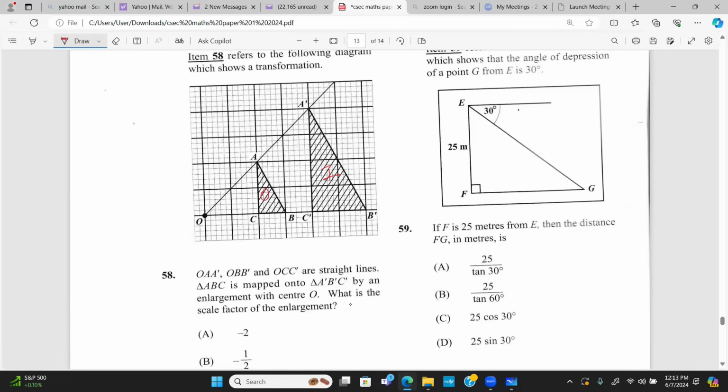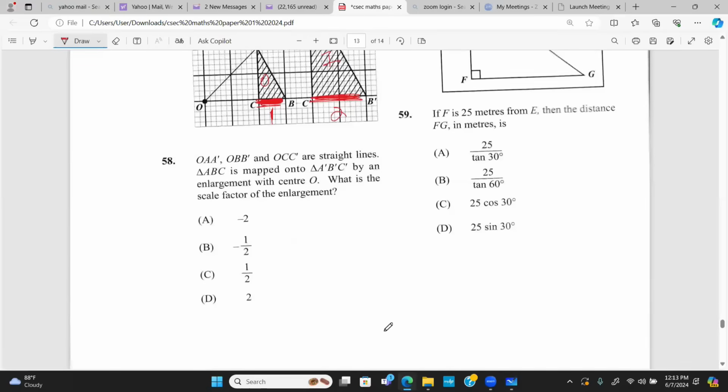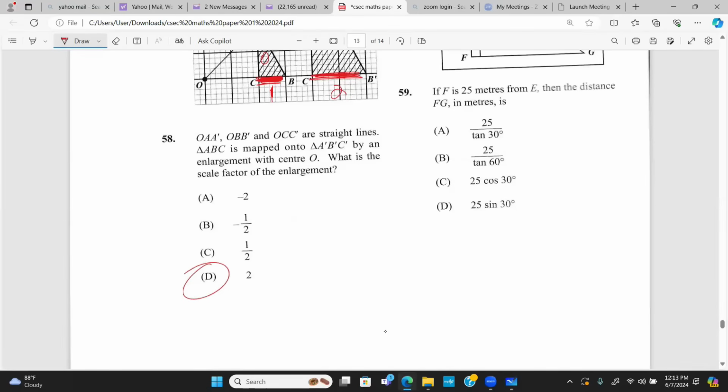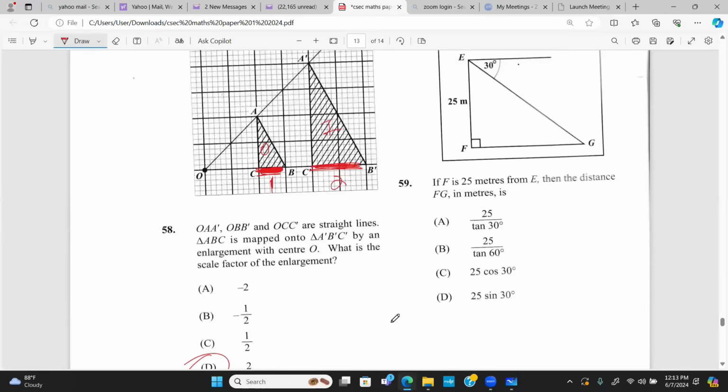All right, so the scale factor is actually, so we could focus on this little piece here from BC and B prime, C prime. This is 1 unit. This is 2 units. So you could say the scale factor is actually 2. All right, the scale factor is positive 2. The object and the image are on the same side of the center. That's the center right here. So it's a positive 2. The thing was blown up.